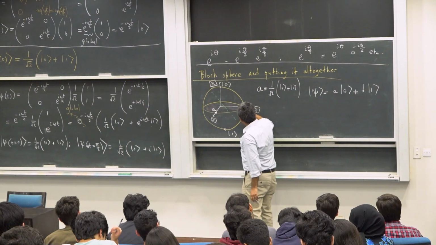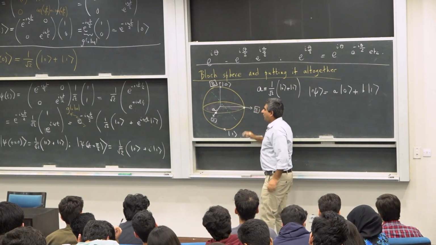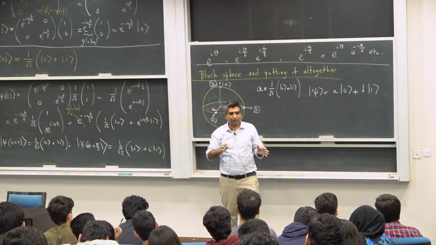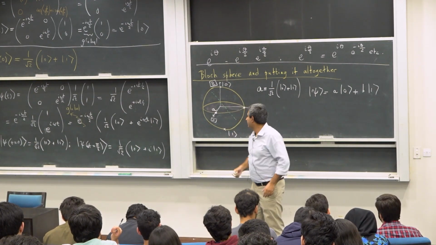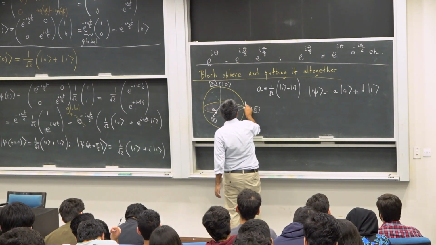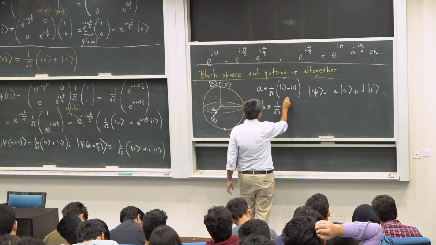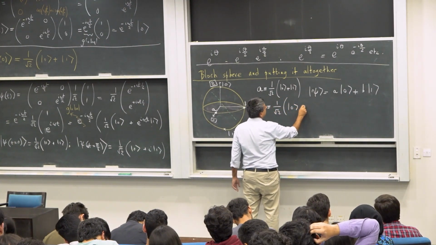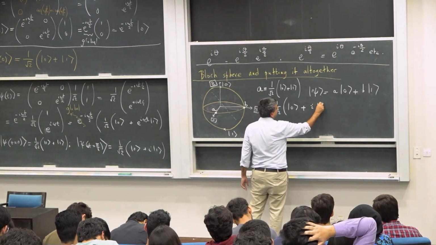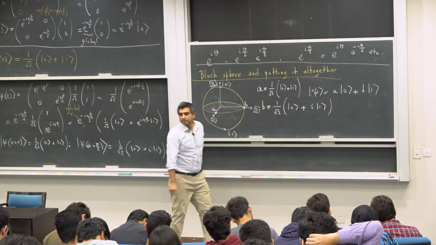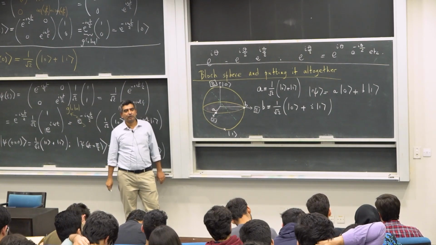This point here on the y-axis also has an equal superposition of 0 and 1, but with a different phase factor. So let's call this point B. The point B corresponds to 1 over under root 2 ket 0 plus iota ket 1.